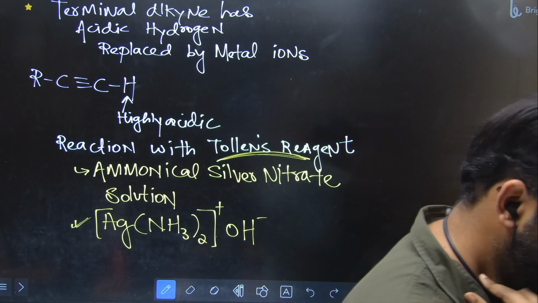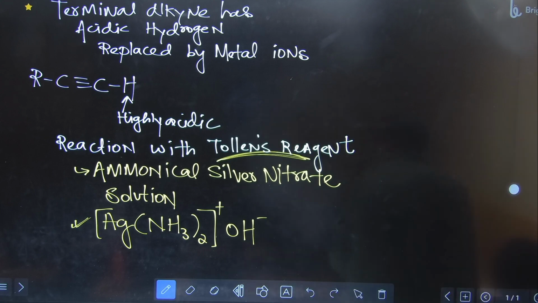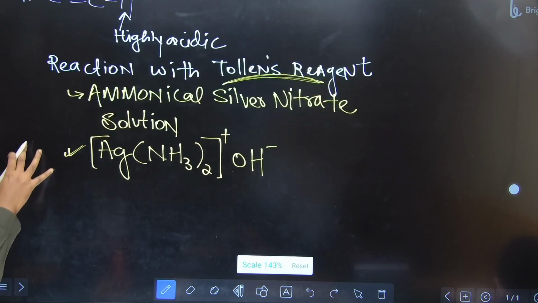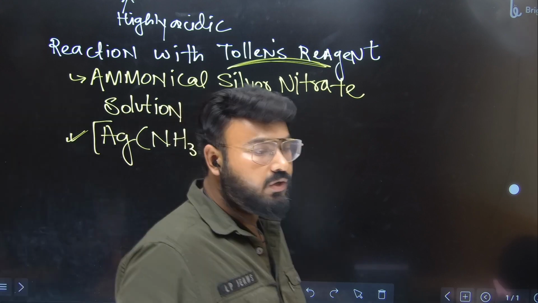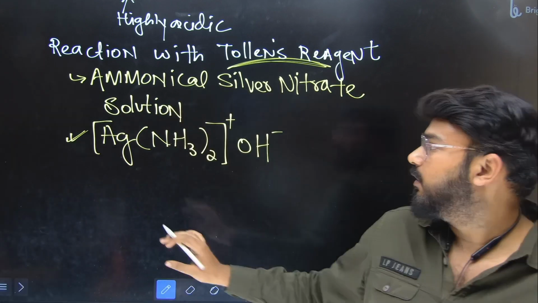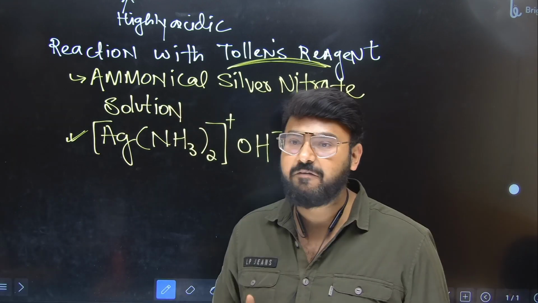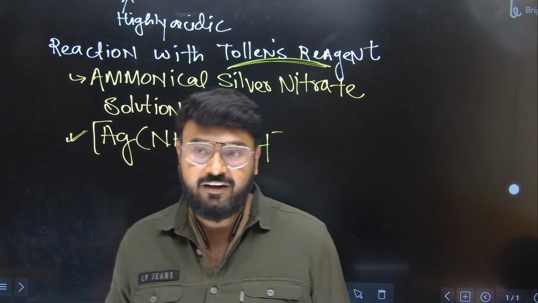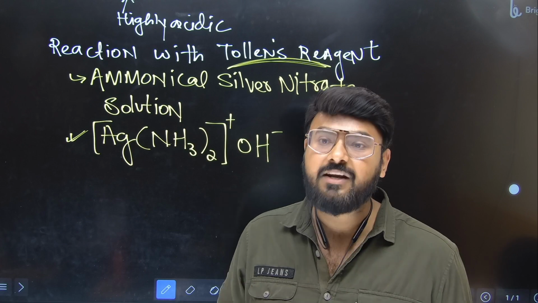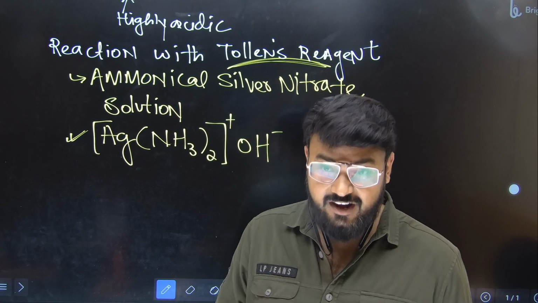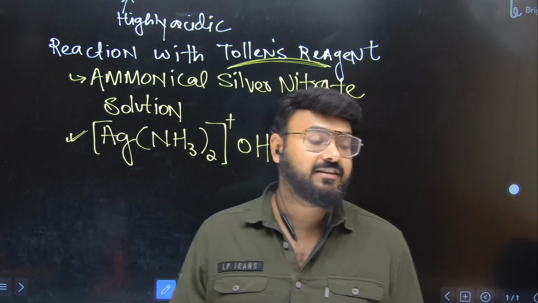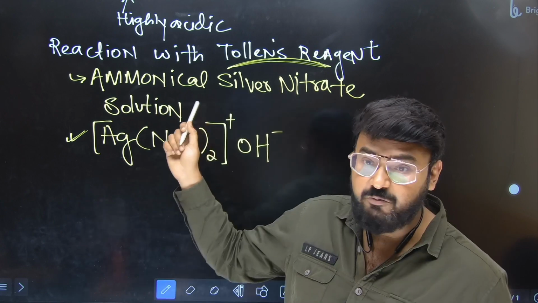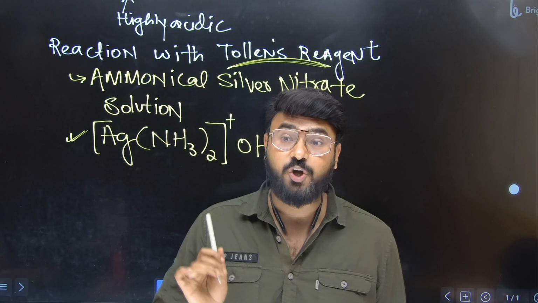All right. So guys, now let's see. Why do we do this reaction? We do this reaction to check whether the alkyne is terminal or not. It's a test to check for terminal alkynes, because if it's terminal, there will be an acidic hydrogen, and that acidic hydrogen will react with a metal ion such as ammoniacal silver nitrate solution, which is Tollens reagent.